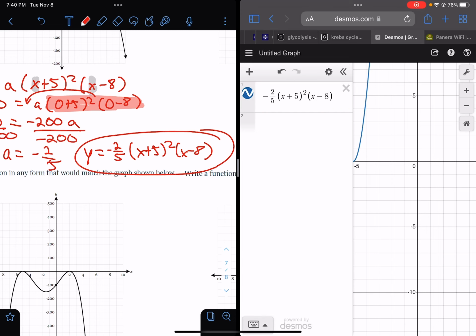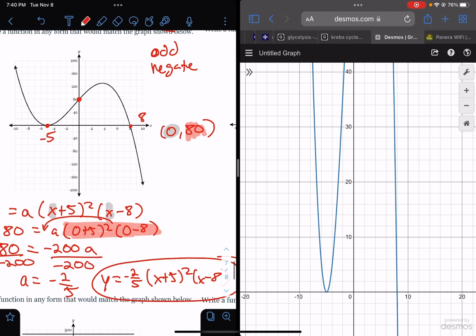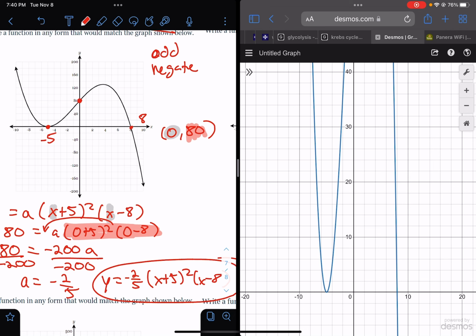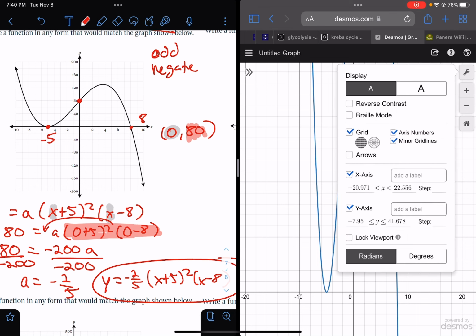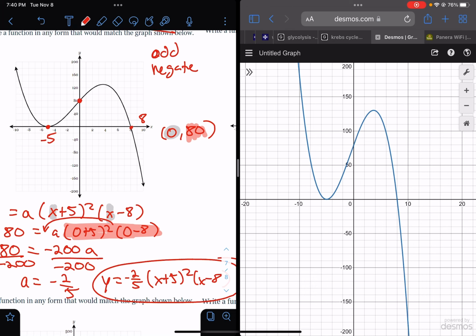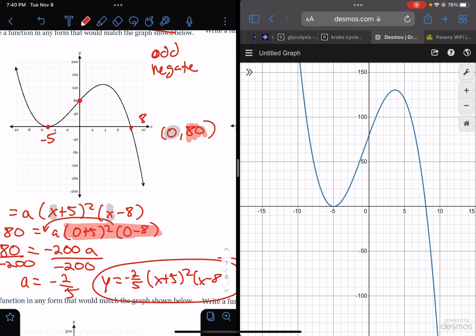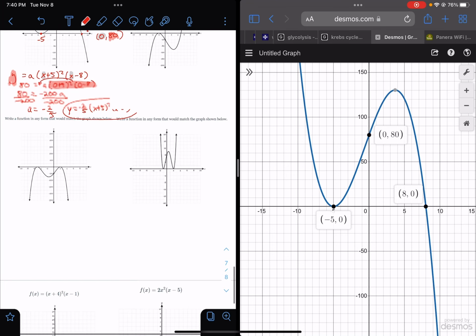All right, let's see. We can see that it zoomed out so much. This graph went up to 200, so I can change the settings here. We want our y-axis to go up to 200 and our x-axis to go down to negative 200. There we go. All right, so we can see here that we were able to come up with the graph that we were given here, right? We have our y-intercept of 80. We have a bounce point at negative 5, and we have a regular root there at 8. All right, so awesome job. All right, let's try another one.